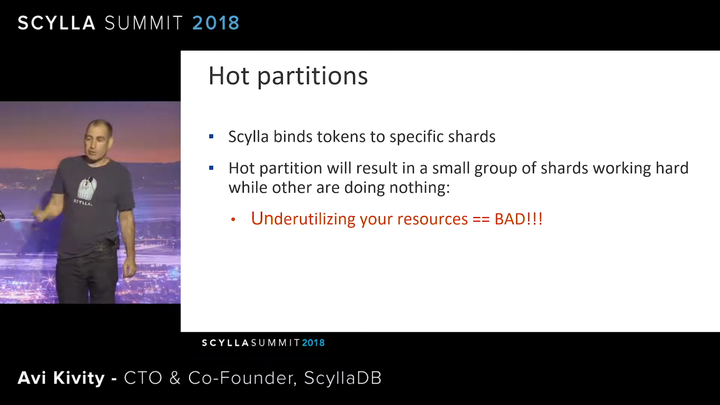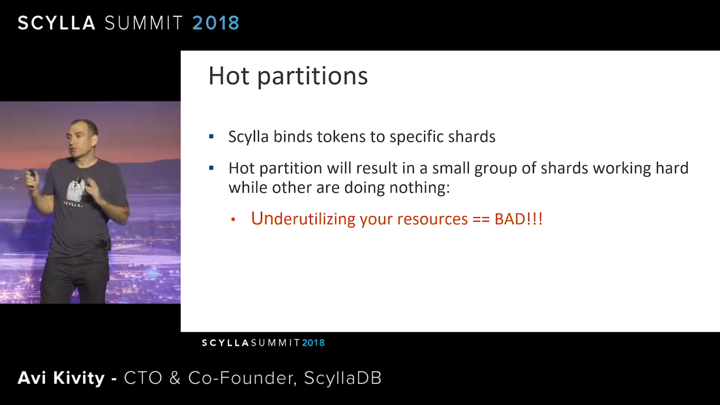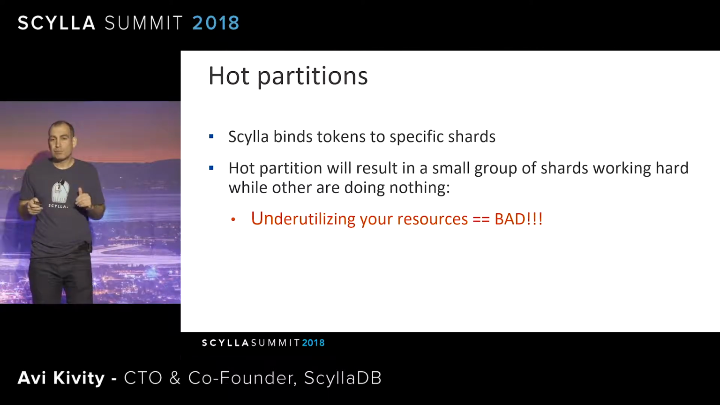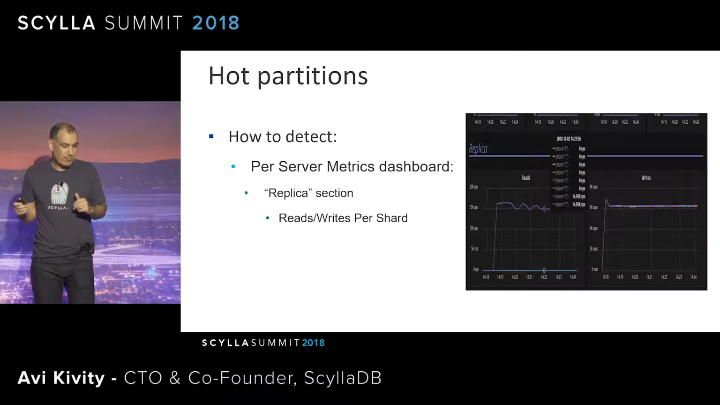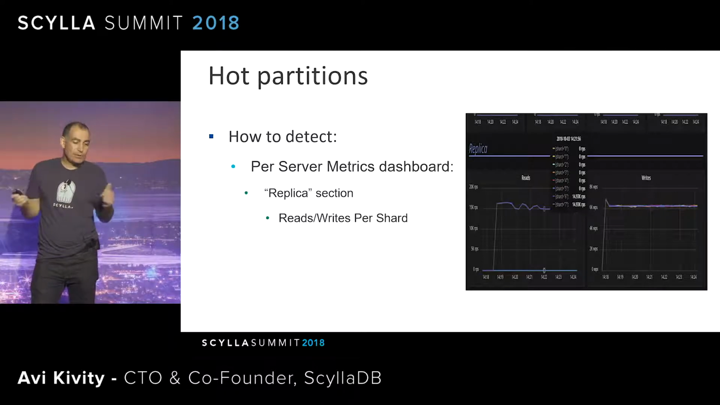So hot partitions, coming back from the previous example. Because Scylla distributes the token ownership among nodes and among shards, if you're hitting just one partition, then you will have just one shard that serves that partition. Or perhaps if you have a small number of keys that are being heavily accessed, you will have a small number of shards. Those shards will be very busy. The rest of the cluster will be idle. So again, this is how it looks. You have a few shards with a high request rate, and the others are at a much lower rate.